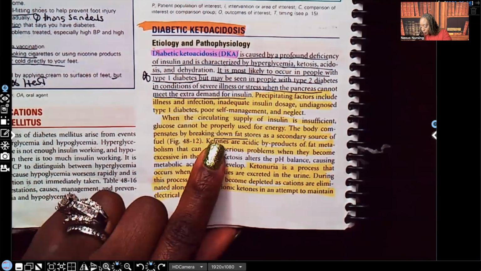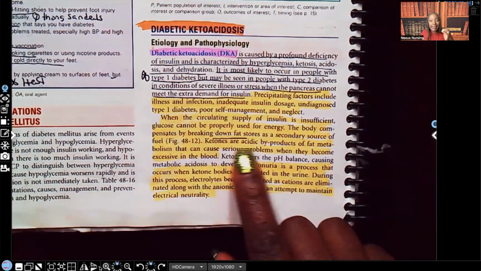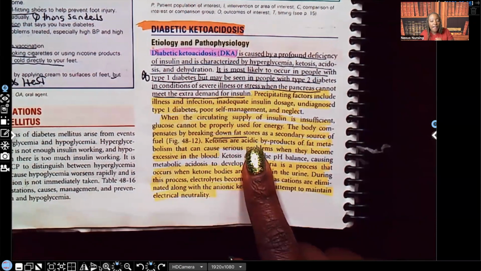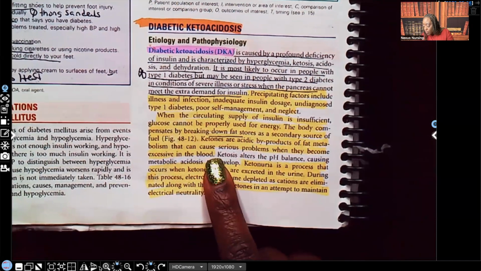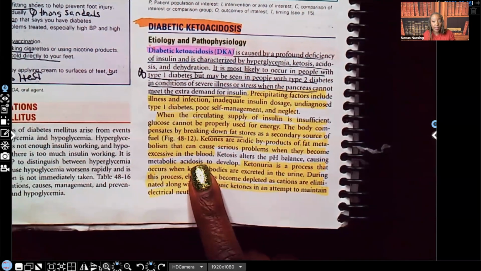Let's keep going. Ketones are acidic byproducts of fat metabolism. This can cause a serious problem when they become excessive in the blood. Make this bigger for you.